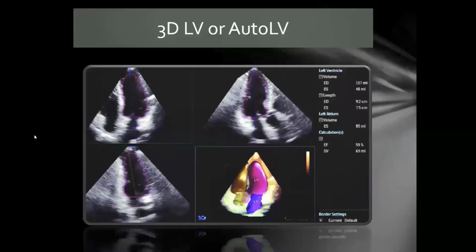She would not mind. Then we have 3D LVA or auto LV. This looks like a heart model picture here. So again, if you have that 3D data set, don't mess with it. Don't do it at the bedside.